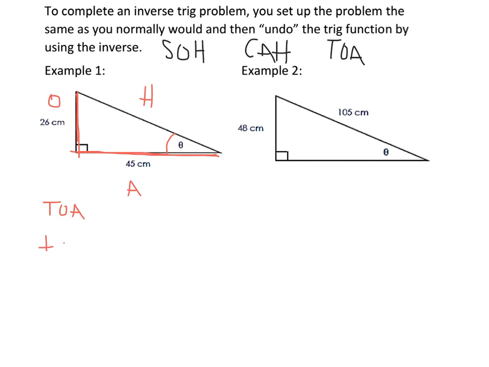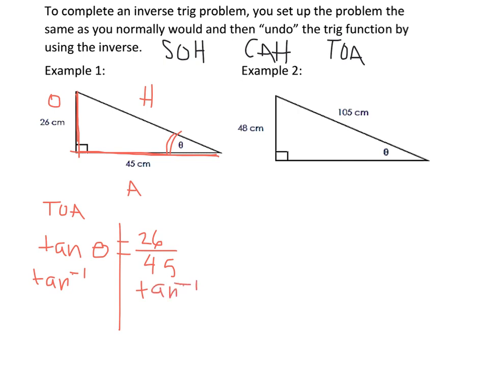So tangent of our angle, which in this case we don't know, so I'll just write theta. Tangent of theta equals OA, so O over A, 26 over 45. And then we want to have theta all by itself on the left side here. So to get rid of tangent, it's basically like you do inverse tangent on both sides, if that helps.